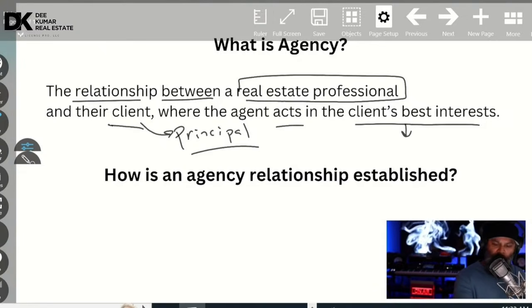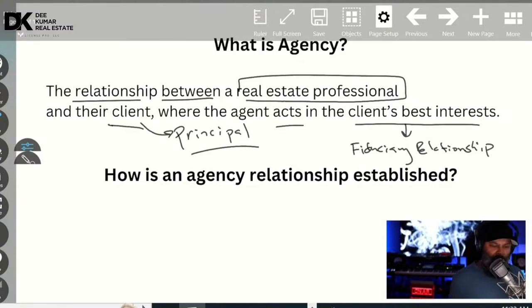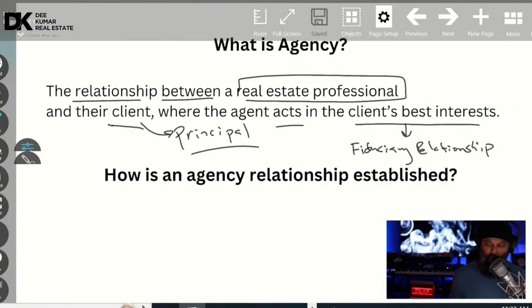A fancy word for that is something called fiduciary responsibilities. I'm just going to write fiduciary relationship. Now that's really what we owe them, this thing. And we're going to break that down in just a few moments. Now, how is an agency relationship established?